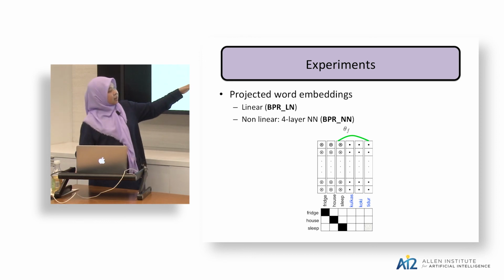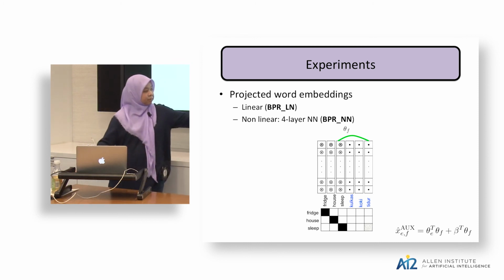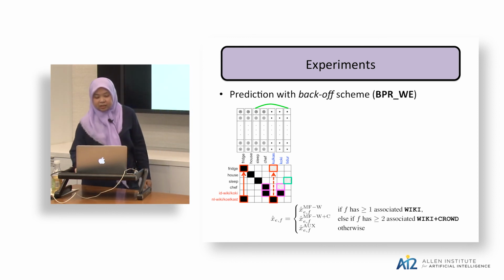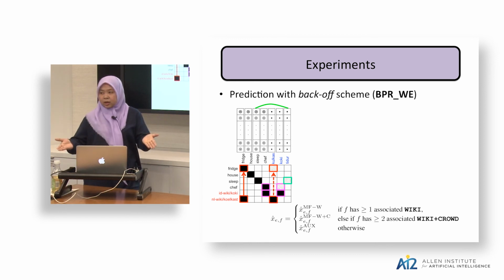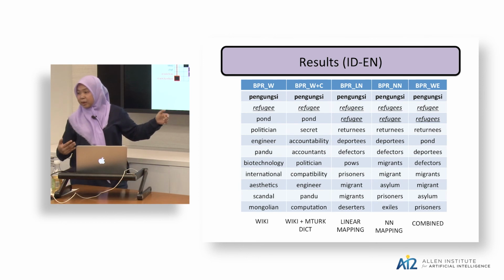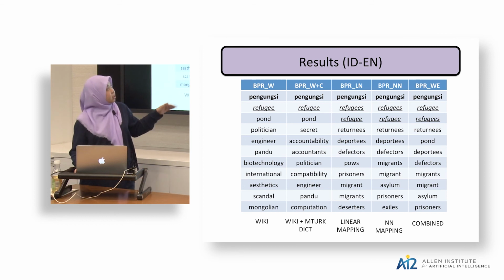And we can also use the projected word embedding. We tried two things. We tried a linear mapping and also a simple 4-layer neural network mapping, and used this formulation to measure the score of the missing translations. And we also combine the two using the idea from collaborative filtering to back off. So once you see a word that doesn't have enough associated observations in the matrix, you back off to using the auxiliary information. So these are some of the results that we have for Indonesian to English.